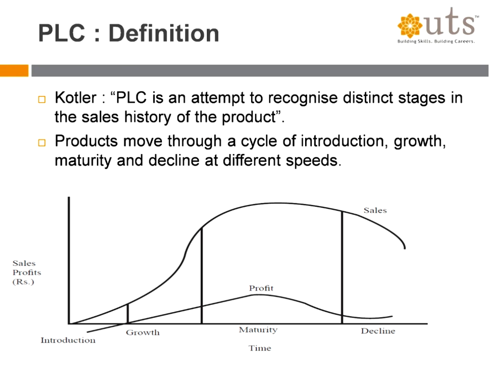Now let us come to the definition. According to Philip Kotler, product life cycle is an attempt to recognize distinct stages in the sales history of a product. Okay, so here in the diagram we can see the first curve is of sales and the second is of profit. From the introduction stage, you can see a different pattern in the sales and also a different pattern in the profit, which is very different from the decline stage. So these are the distinct stages in the life history of the product.